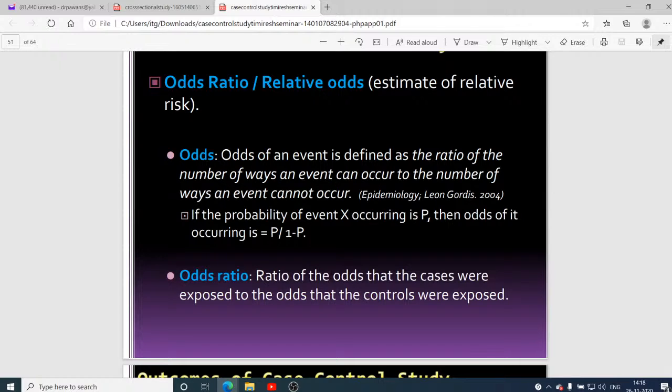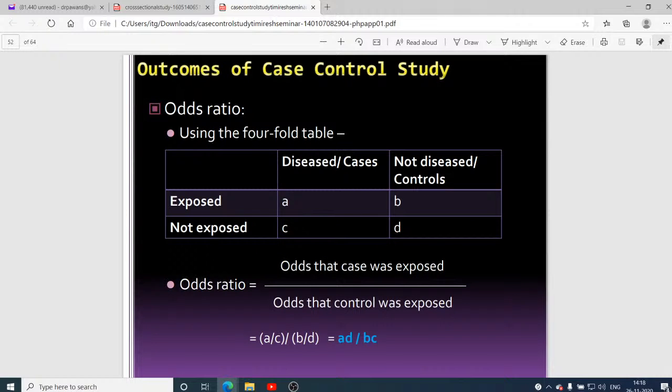Odds ratio is the ratio of the odds that the cases were exposed to the odds that the controls were exposed. Continuing with the odds ratio using the fourfold table, the odds ratio will be the odds that cases were exposed divided by the odds that controls were exposed.